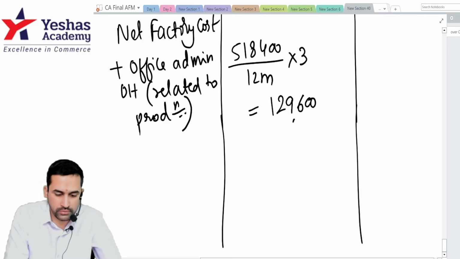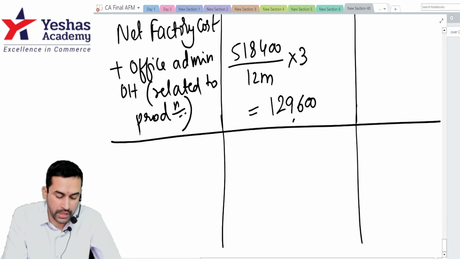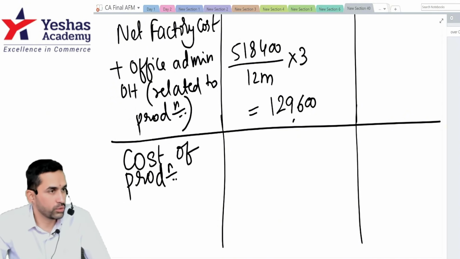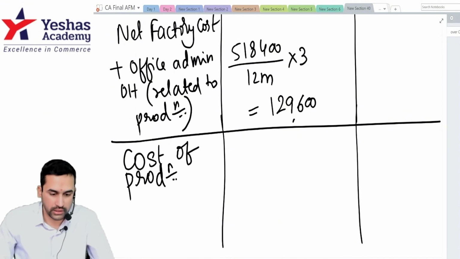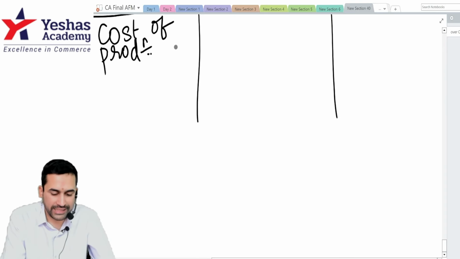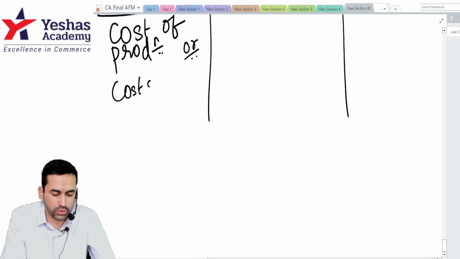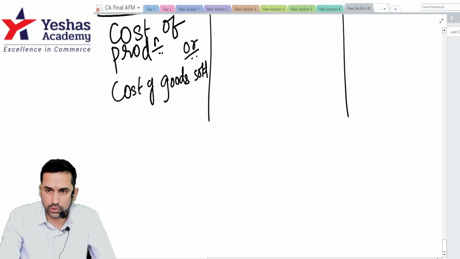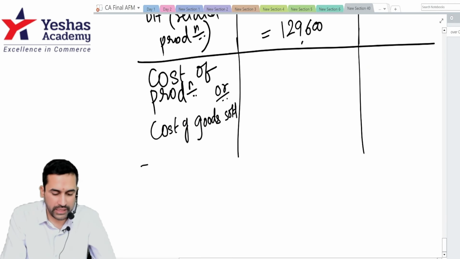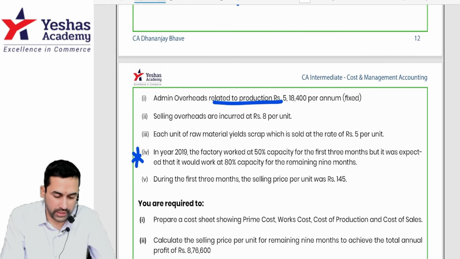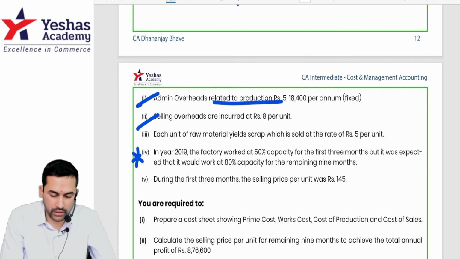This should give you what? POP. There was cost of production. There was no FG stock. Correct? No opening FG, no closing FG. Therefore, your answer, cost of production itself should be what now? Cost of goods sold. But sir, we can't fill. That's okay. Moving on. Anything else we have? Selling and distribution overhead. Say 8 per unit.